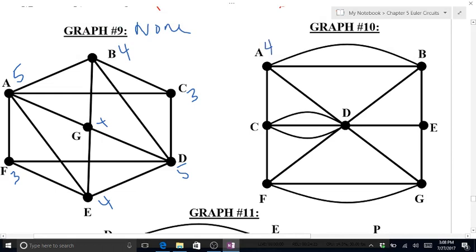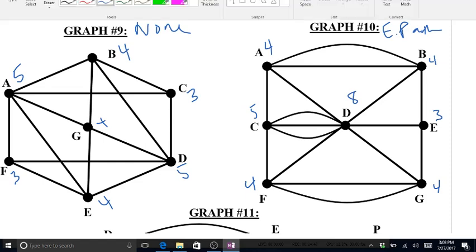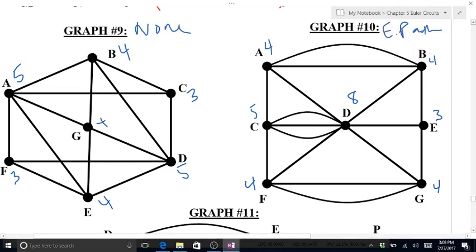A has 4. B has 4. C has 5. D has 1, 2, 3, 4, 5, 6, 7, 8. E is 3. G is 4. And F is 4. So this is a Euler path. Okay, so we need to start at an odd, end at an odd.